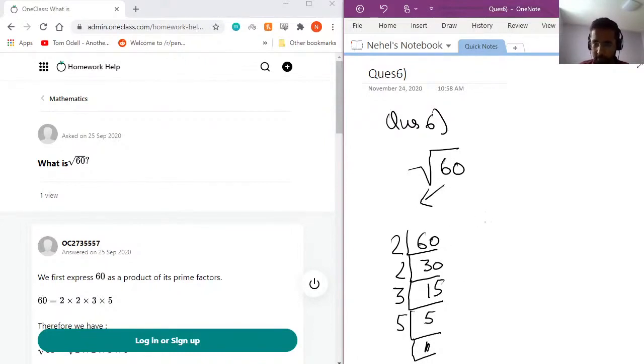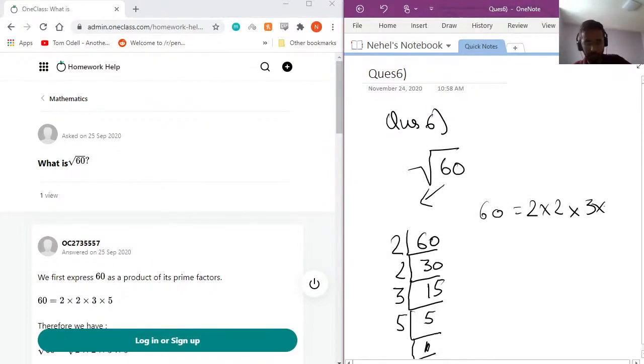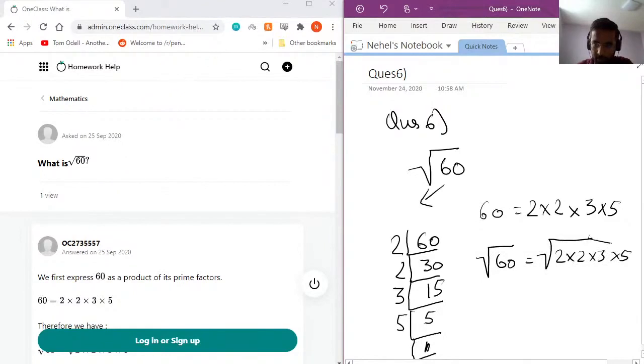So from this we know that 60 can be written as 2 times 2 times 3 times 5. So the square root of 60 can be written as 2 times 2 times 3 times 5, all under the square root.